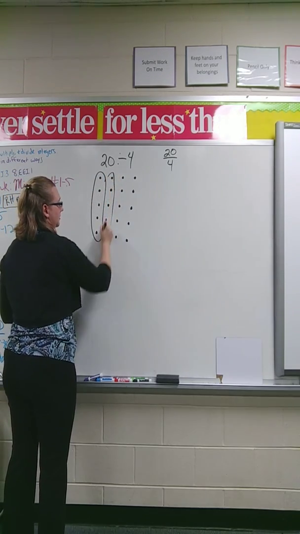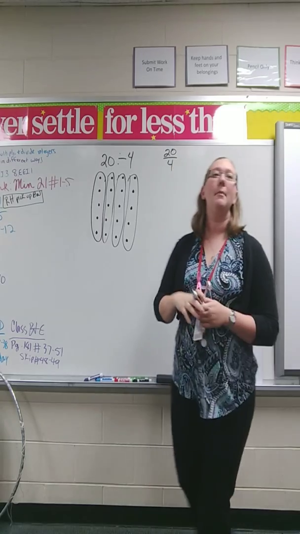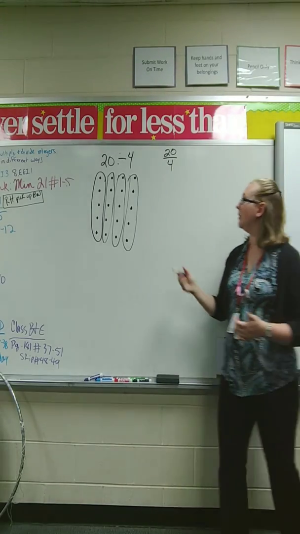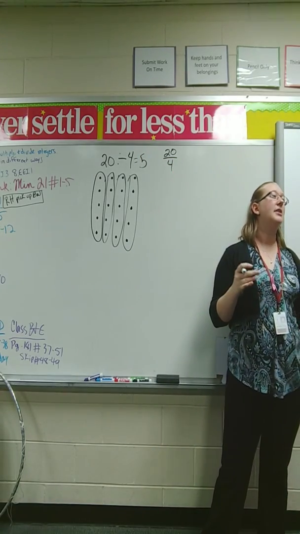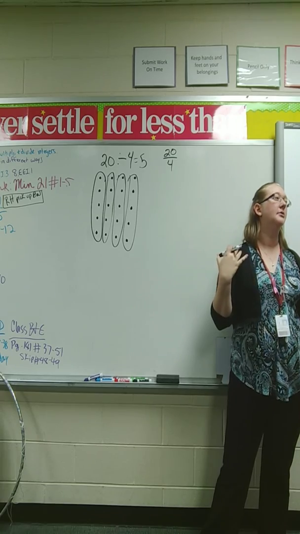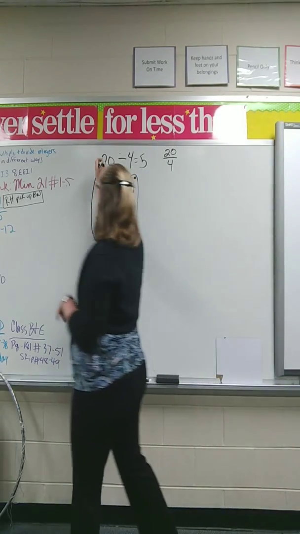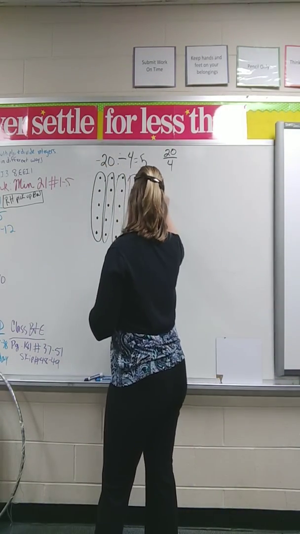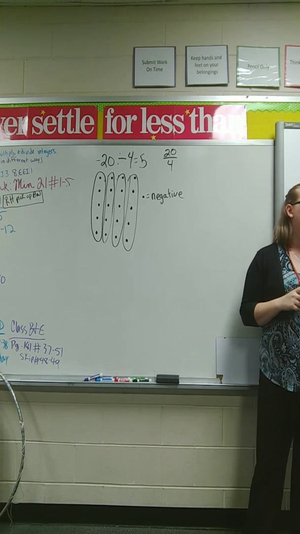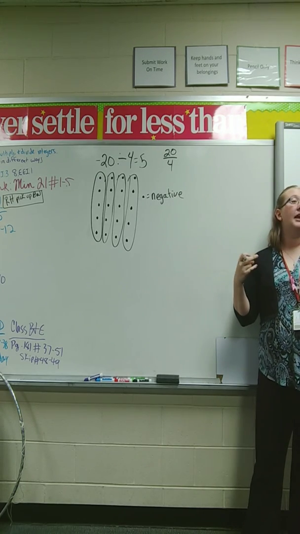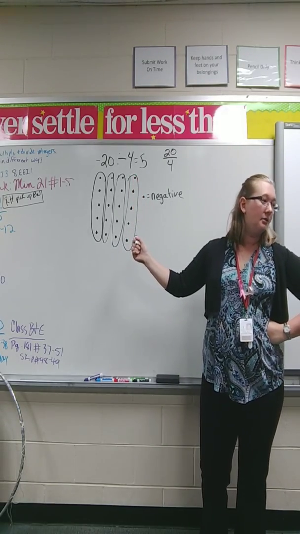1, 2, 3, 4. Okay. How many are in each group? 5. So that would say that 20 divided by 4 equals 5. Correct? If I just said 20 divided by 4, you would tell me that it is 5. What if I made this a negative and I said that my dots equaled negative numbers? Then what's my answer going to be? It would be negative 5 because in each group I have 5 negative dots, correct? Yes, ma'am.